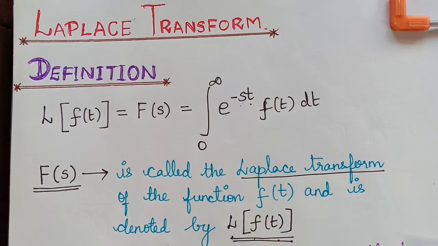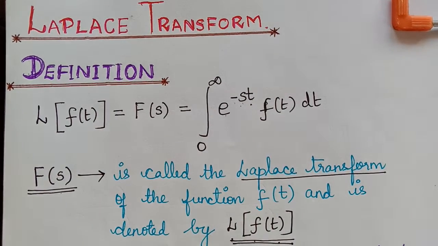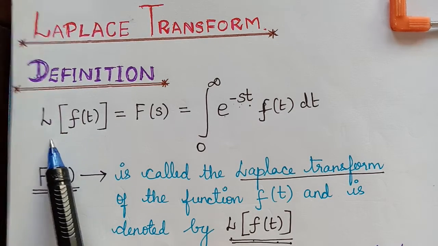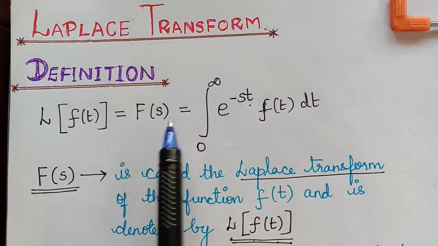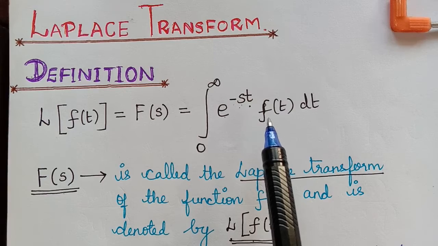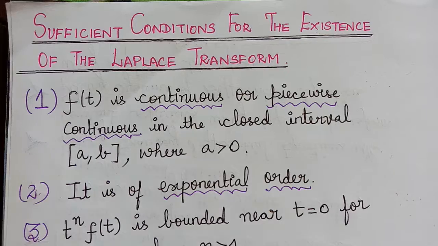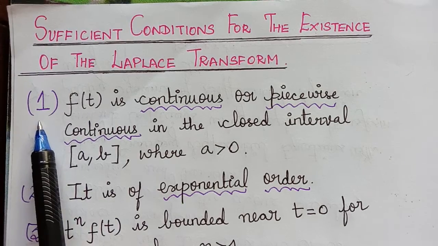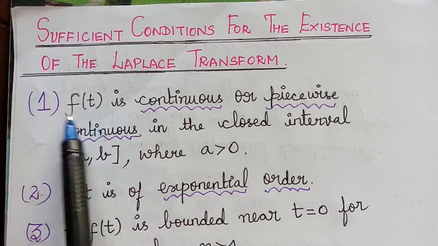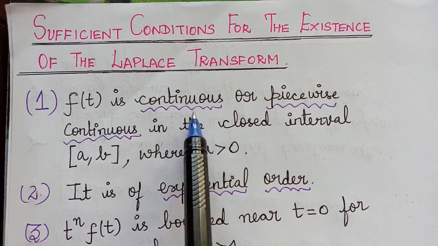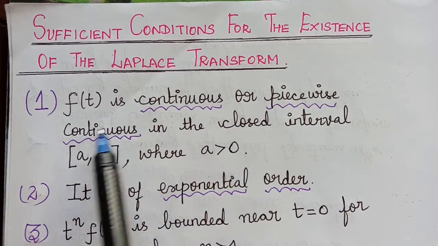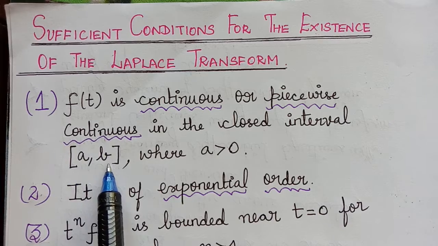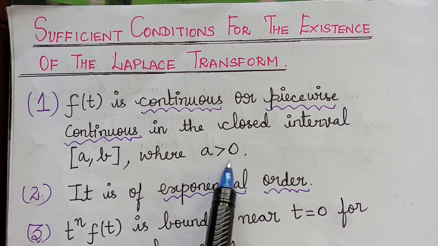Next we shall learn the sufficient conditions for the existence of Laplace transform. There are three sufficient conditions for the existence of Laplace transform. The first condition is that the function f of t is continuous or piecewise continuous in the closed interval a comma b, where a is greater than 0.